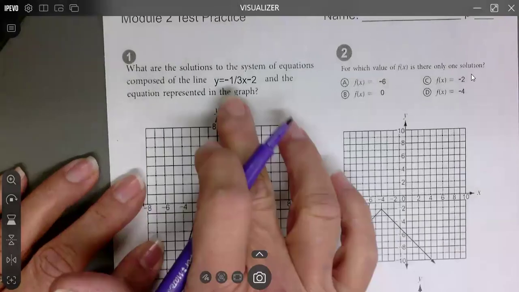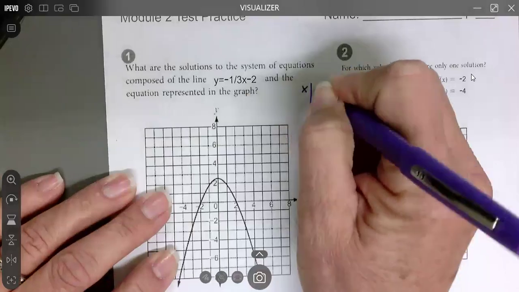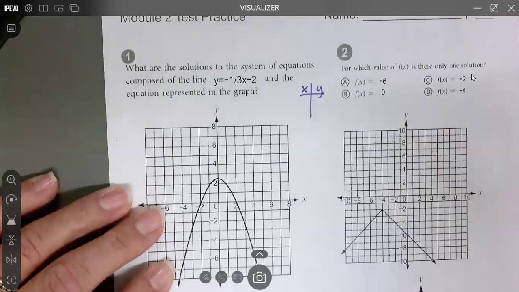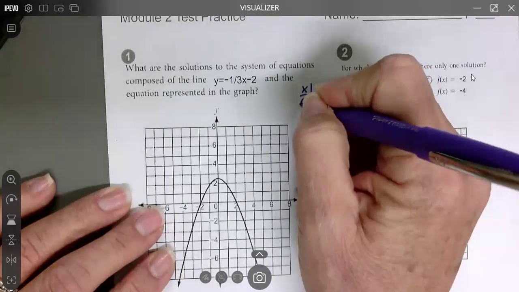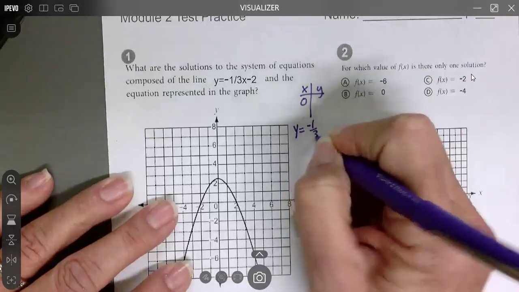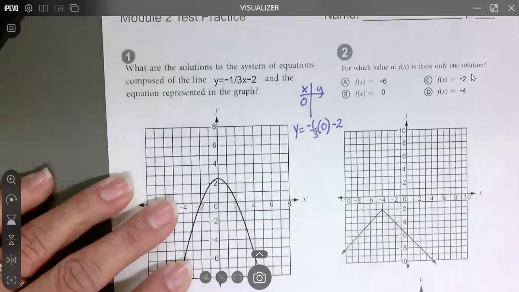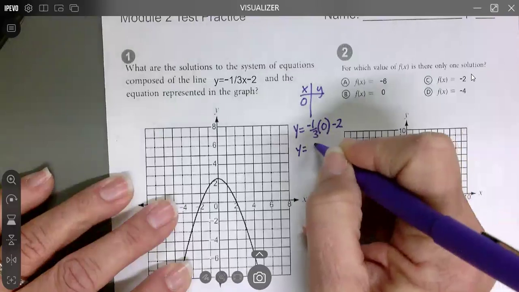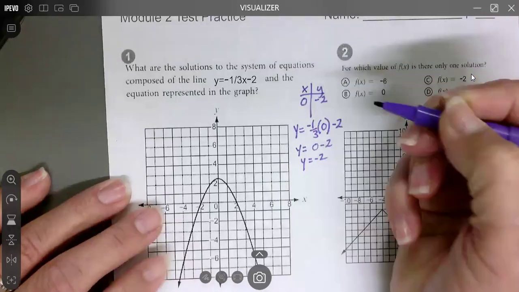So to see where we would graph this line, we are going to make an X and a Y chart, right? Our T chart with X and Y values. And then usually you start with like 0, 1, -1, just to get an idea of where the line will go. So we will start with 0. And so we take this equation, y equals negative 1/3 x minus 2, and then we put 0 in for the x. Negative 1/3 times 0 is 0, so we get y equals 0 minus 2, so y would equal negative 2. And then we graph that.